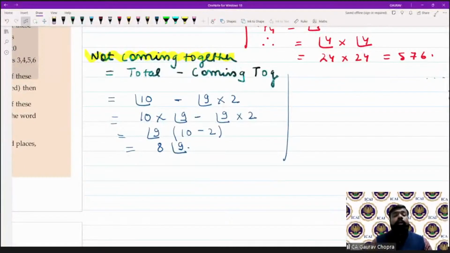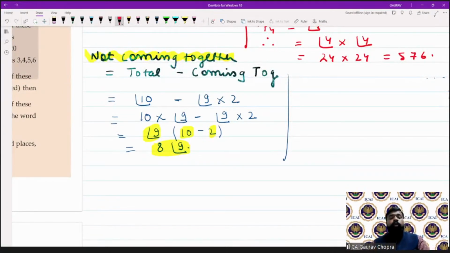So whenever not coming together is there, it is total minus coming together. The total number of ways of arranging the 10 papers is factorial 10. And whenever they have to come together, it is factorial 9 multiplied by 2. Why 2? Best and worst, worst and best. These are the two possibilities, so we have multiplied by 2. Now we can take factorial 9 as common. What is left? 10 minus 2. So it is 8 factorial 9. This becomes the final answer.